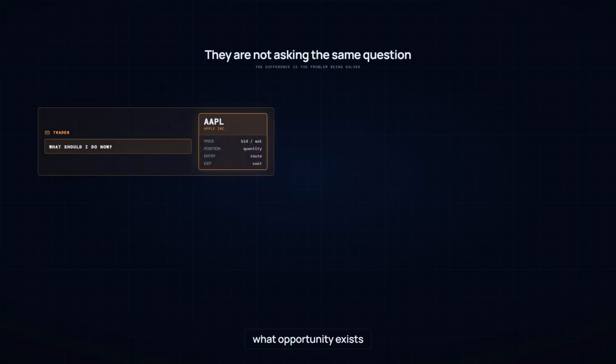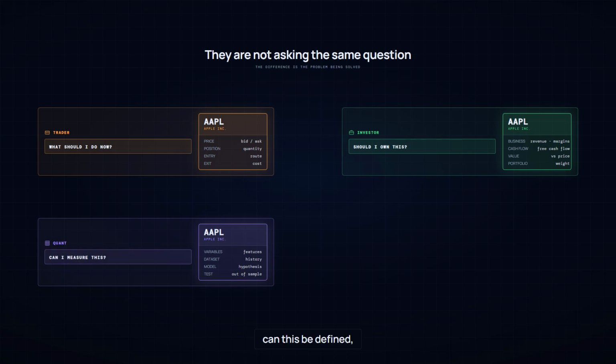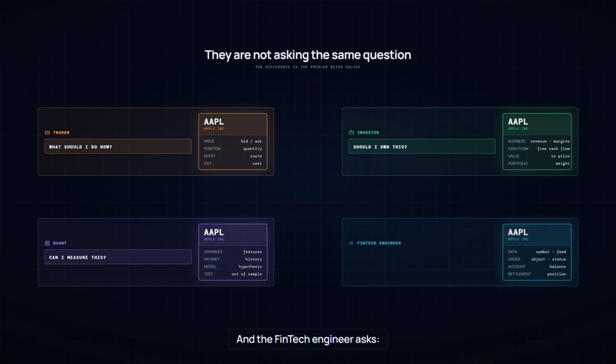The trader asks, what opportunity exists now, and how should I enter or exit? The investor asks, what is this business worth, and should I own it over time? The quant asks, can this be defined, tested with data, and turned into a repeatable model? And the fintech engineer asks, how do data, orders, money, and ownership records move through a system correctly?